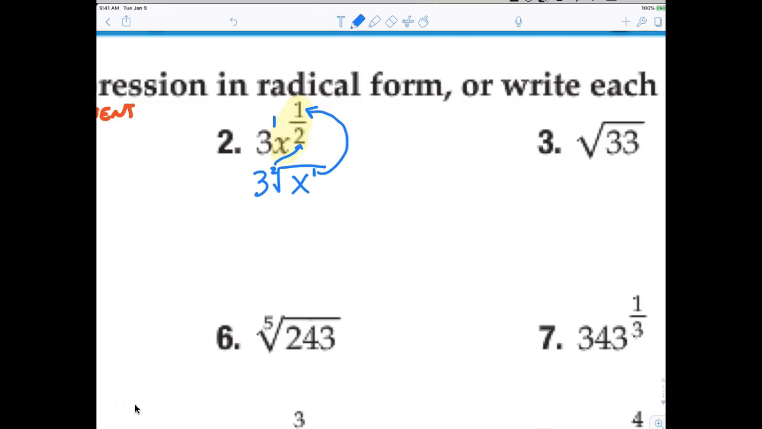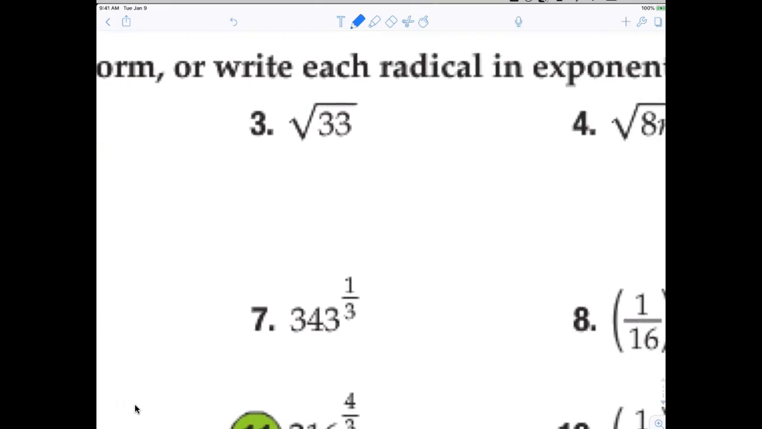Now let's take a look at number 3. Now we're going to write it as an exponential. So I say the square root of 33, that can be written as what? What can that be written as? 33 to the 1/2 power. Thank you very much. 33 to the 1/2 power. That can be 33 to the 1/2 power.